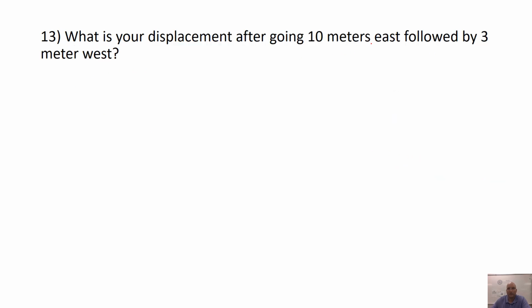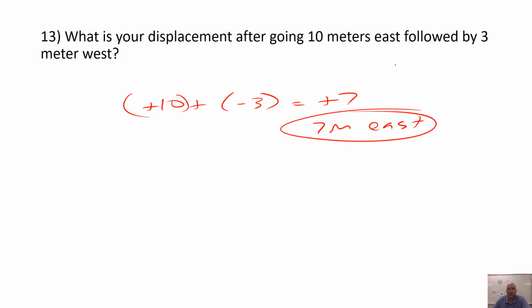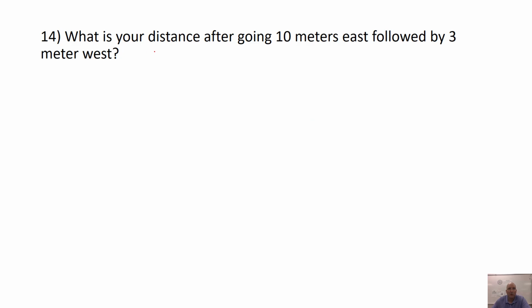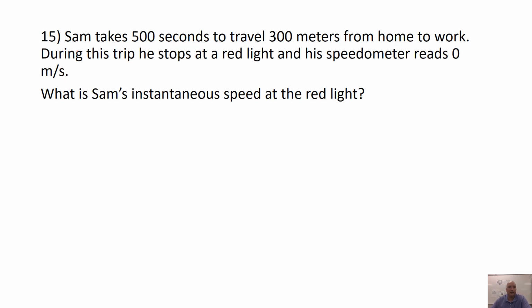What's your displacement after going 10 meters east followed by 3 meters west? Well, there's going to be your plus 10 for east, 10 meters east, followed by -3, and we're going to get a positive 7 or 7 meters east because the positive stood for east. What's your distance after going 10 meters east followed by 13 meters west? We just add the numbers together because distance is a scalar, 13 meters, and that's it. Ignore any sort of direction. And I think this is the last one.